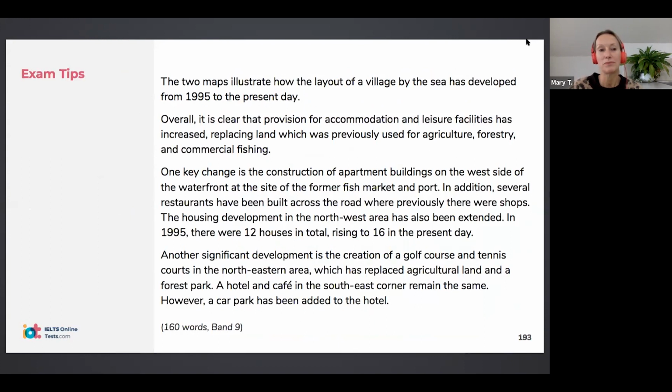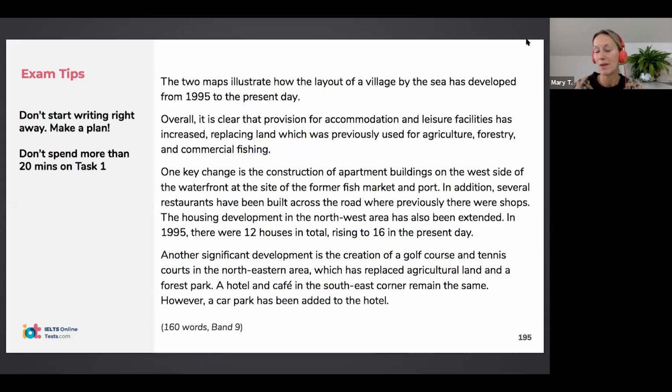A few exam tips for you. Don't start writing right away. Make sure that you make a plan. Make sure you make it as clear as possible. Another thing to remember is don't spend more than 20 minutes on task 1, because obviously you need time for task 2.